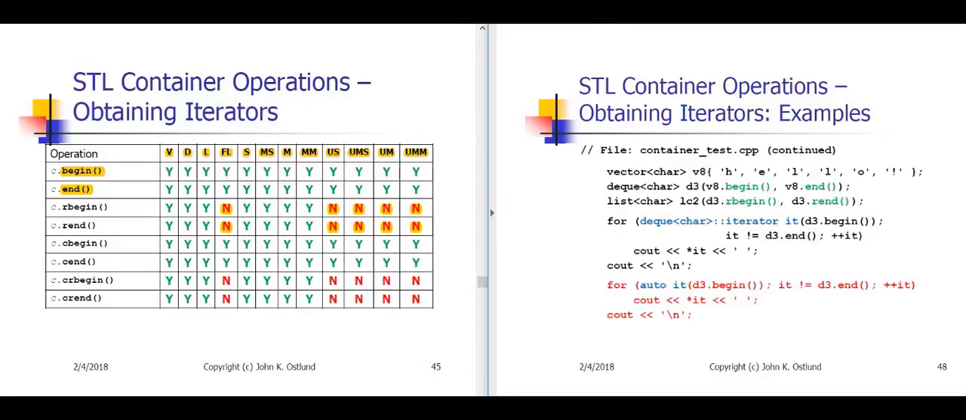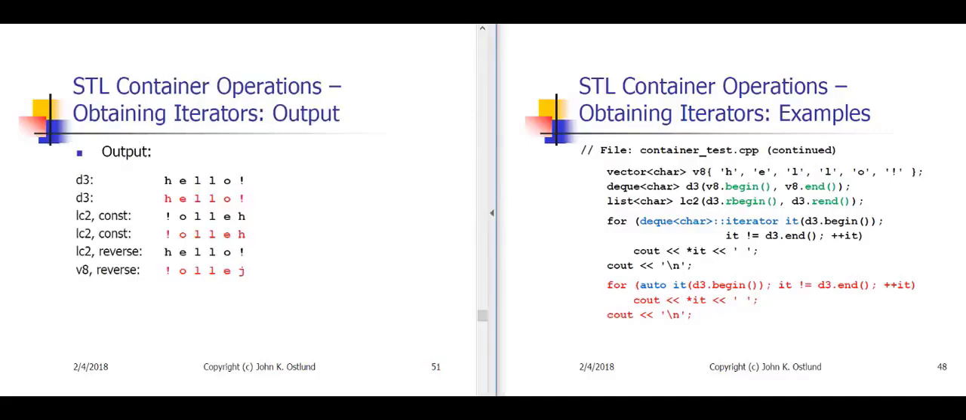Here, starting on slide 48, we have some code illustrating forward and reverse iterators. The code is 3 slides long, and the output of the code is shown on slide 51. So let's walk through these examples and see how these forward and reverse iterators are working.